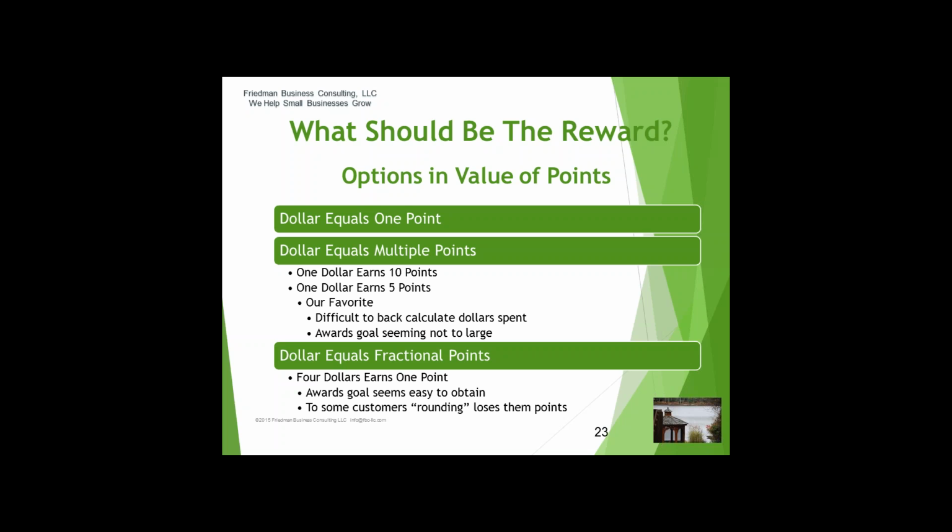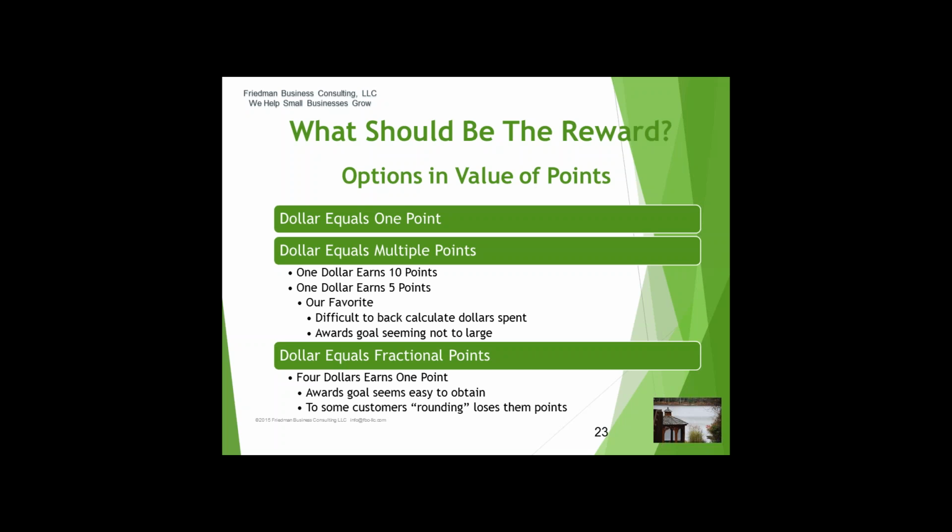The next most common is 10 points for $1. That's nice. It's not my favorite because it sometimes makes the goals too high. So now instead of, if you have a 200 spend, you have to get to 2,000 points or something like that. 5 points for $1 is my favorite. It's a little difficult for the customer to figure out what the spend was, and the reward's goal is not too large. The other one I like, and I've had a few customers use it, is fractional points.